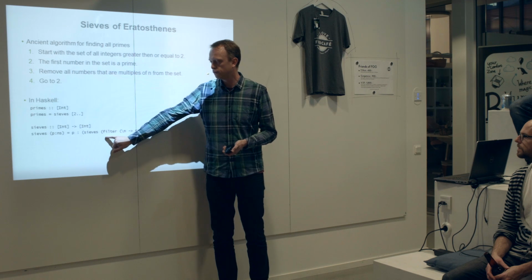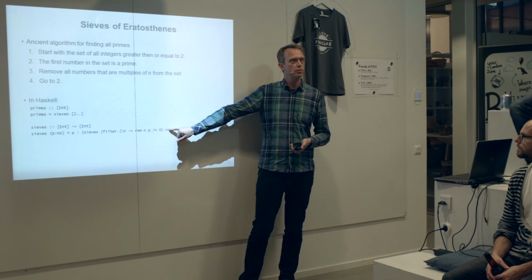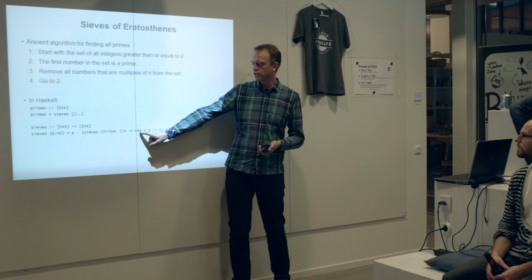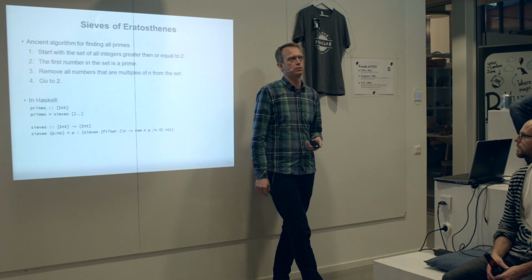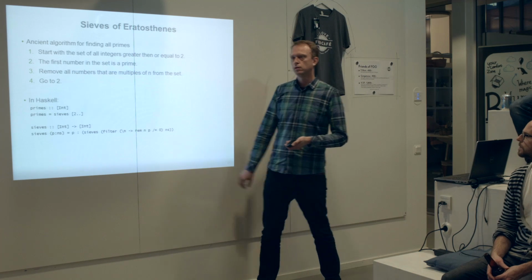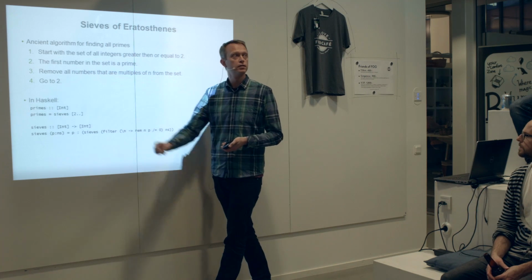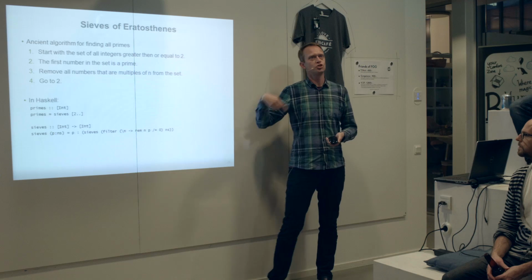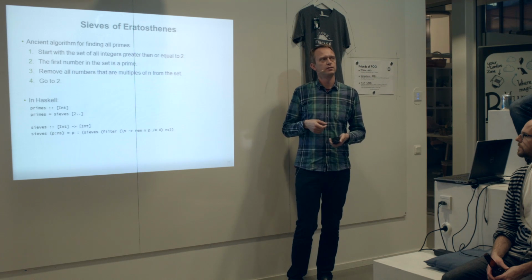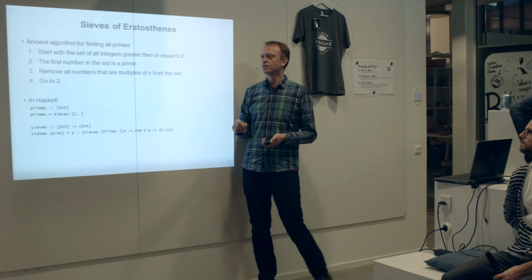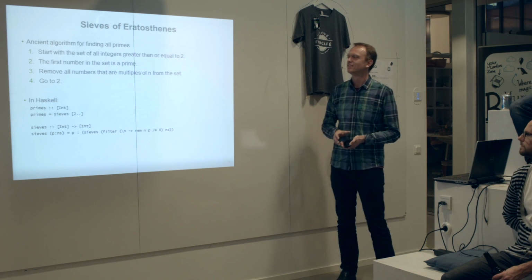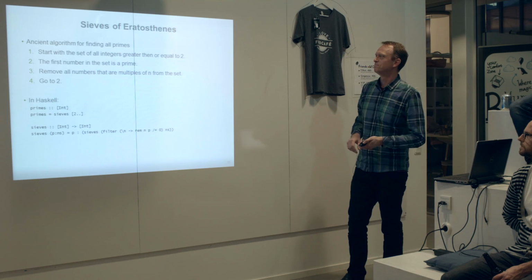And then we filter out all the elements from the rest of the list where the remainder is different from 0 when we divide by this prime. And then we do sieves on that. And then we can just keep chewing like this. It's not a very quick algorithm to find primes, but it works. It's sort of nice, I think. Kind of like the history aspect of it.